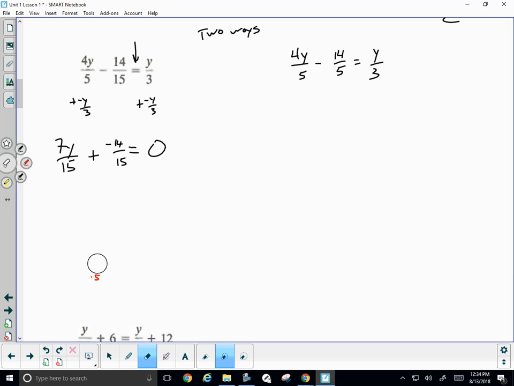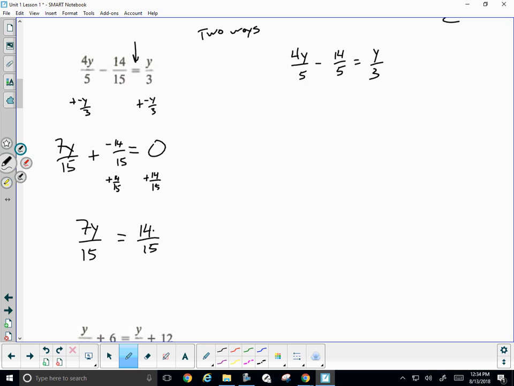And I can now remove what is being added to the y, the 14 over 15. I'm going to add the opposite, so positive 14 over 15. Notice I needed that 0 here so that I know I still have an equal sign. 7y over 15 equals 14 over 15. Now, we got to get rid of the 15 and the 7, which is bothering my y. I need to get it by itself.